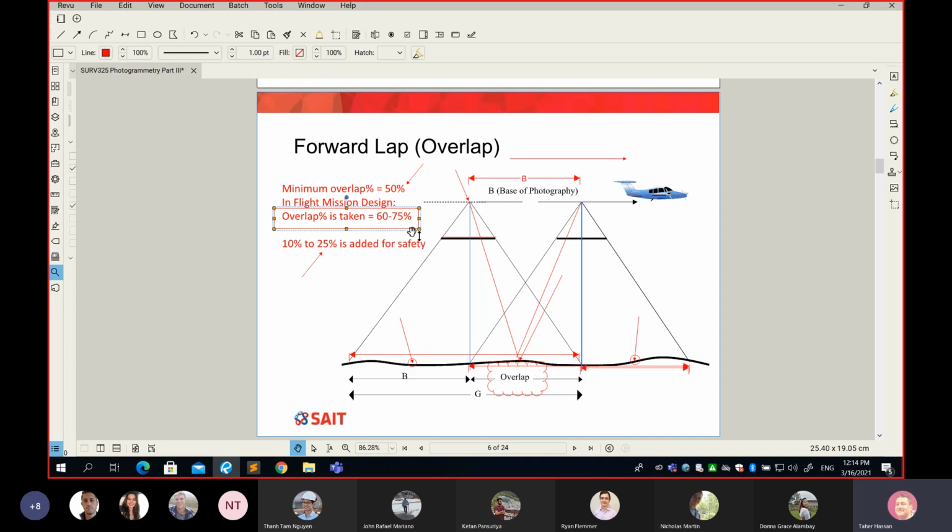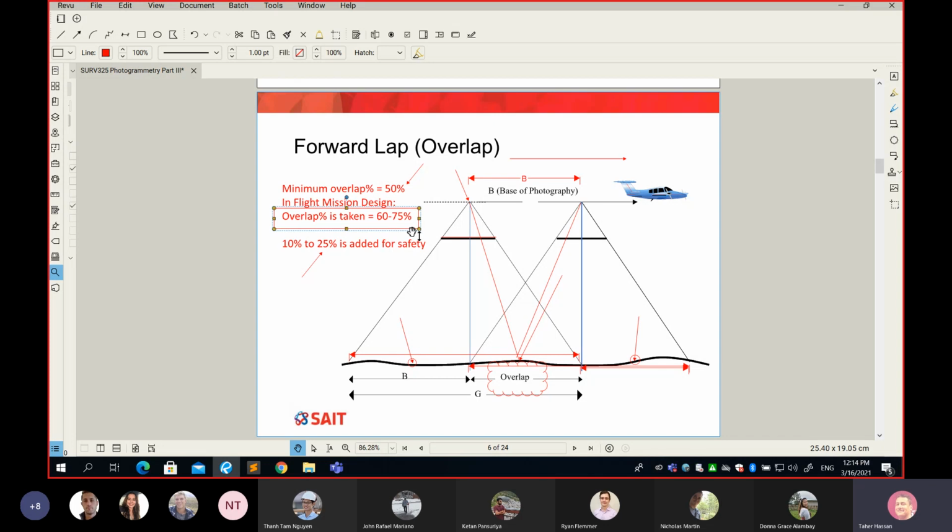If you remember, in the last class, I gave you a very quick demo on Dex 4D Capture, which is an app that helps you design the mission for drones. One of the parameters that you set during the flight mission design is the overlap percentage. Again, bottom line is minimum 50.